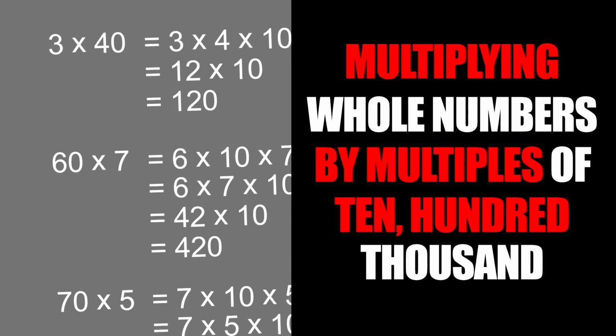So we're going to be looking at multiplying whole numbers by multiples of 10, 100 and 1000. Let's look at 3 multiplied by 40. 40 is 4 lots of 10, 4 multiplied by 10.